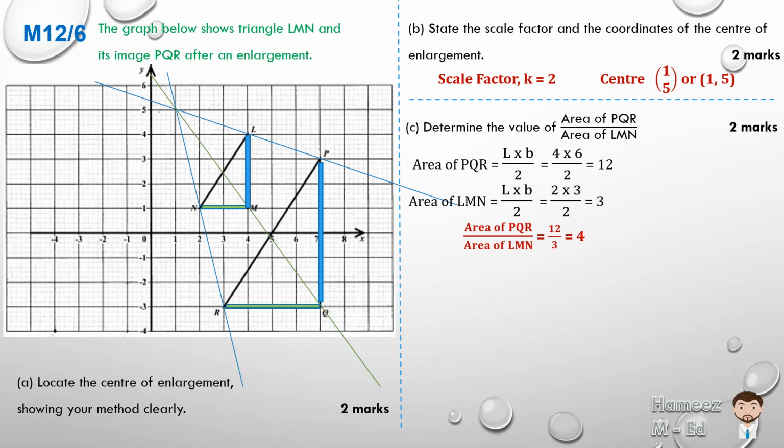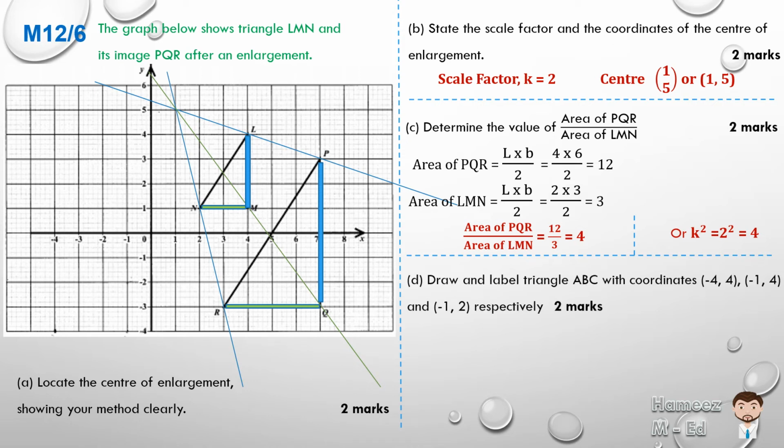The change in area is really whatever the scale factor is squared. So in this case, the scale factor k is 2, so 2 squared is 4. Why is that the case? Because the width gets twice as big and the height gets twice as big. So 2 by 2 is 4. If the scale factor was 3, then the change in area will be 3 squared, which means the area will get 9 times larger.